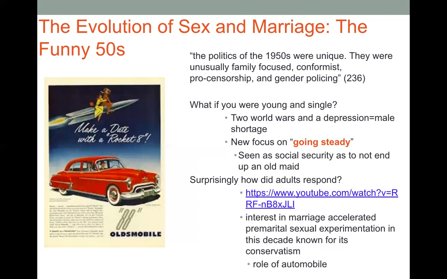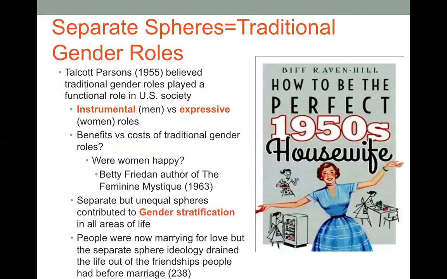Another factor that led to this increase in premarital sexual experimentation is the role of the automobile. They're now a lot more available to a lot more of the population, including young people. You'd use this automobile to take your steady out on dates, and then after the date, your automobile kind of served as a room with wheels. So a lot of sexual experimentation was happening in the back seats of automobiles all around the country during this supposedly conservative time period.